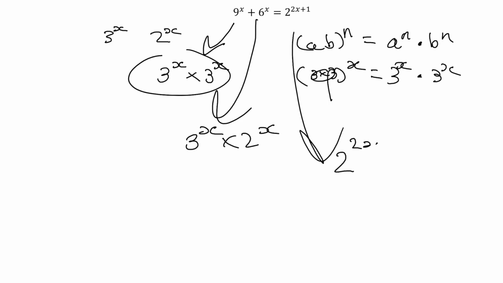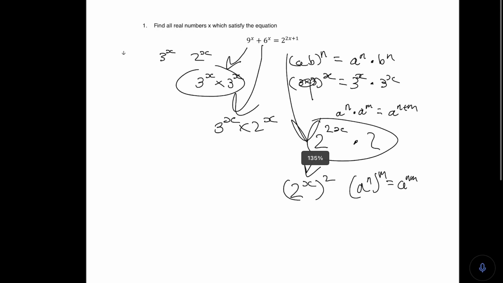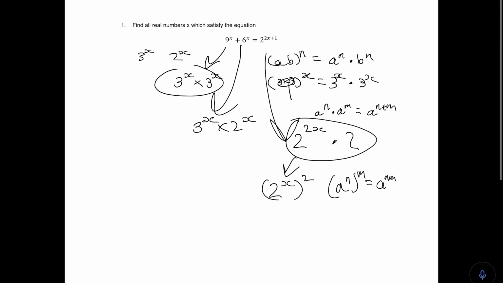I'm going to split it into 2 to the 2x and then times 2, because of this rule. All these indice laws. So it's the same thing as this, and 2 to the 2x is the same thing as 2^x to the power of 2, according to this law. So, using all these laws, let's rewrite this equation.